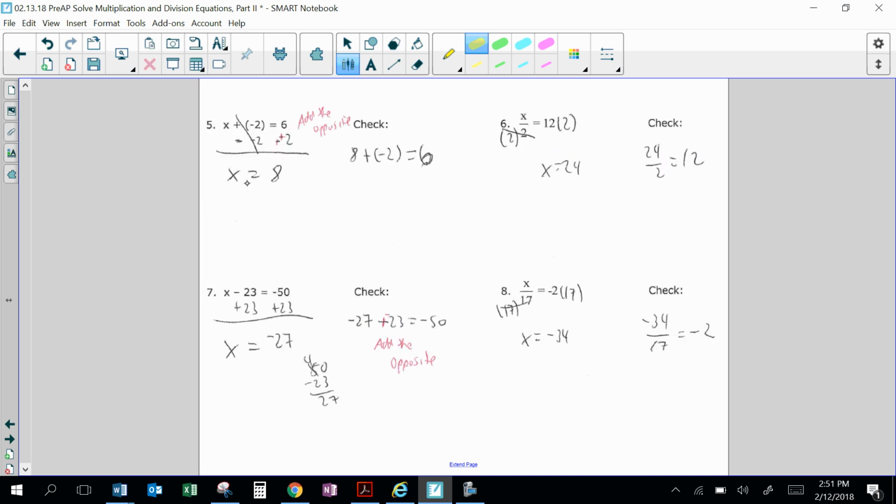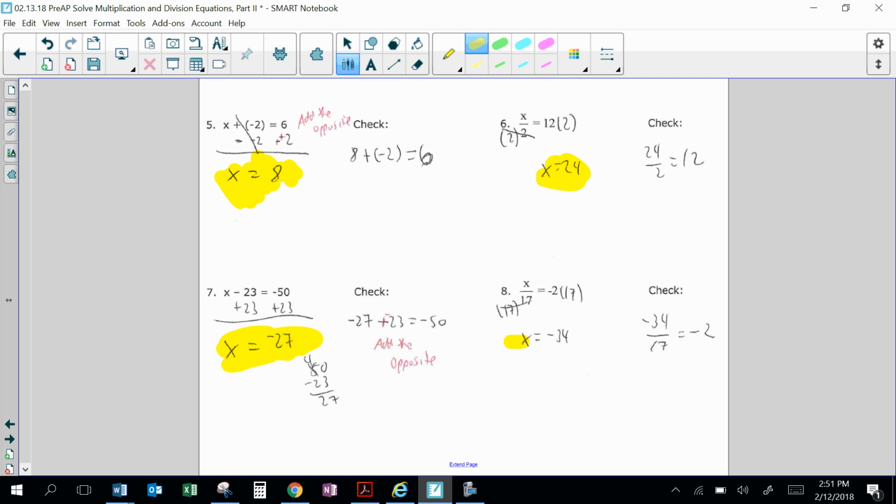Number 5, X equals 8. I subtract -2 from both sides. 6 minus -2 is 8. Number 6, 24. I multiply both sides by 2. Number 7, -27 equals X. I add 23 to both sides.